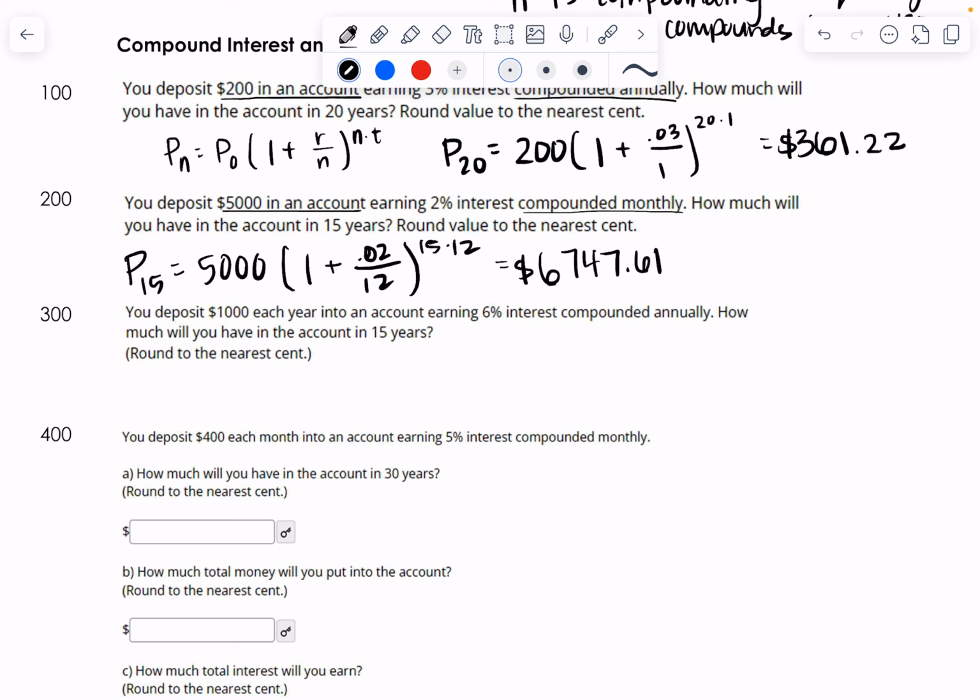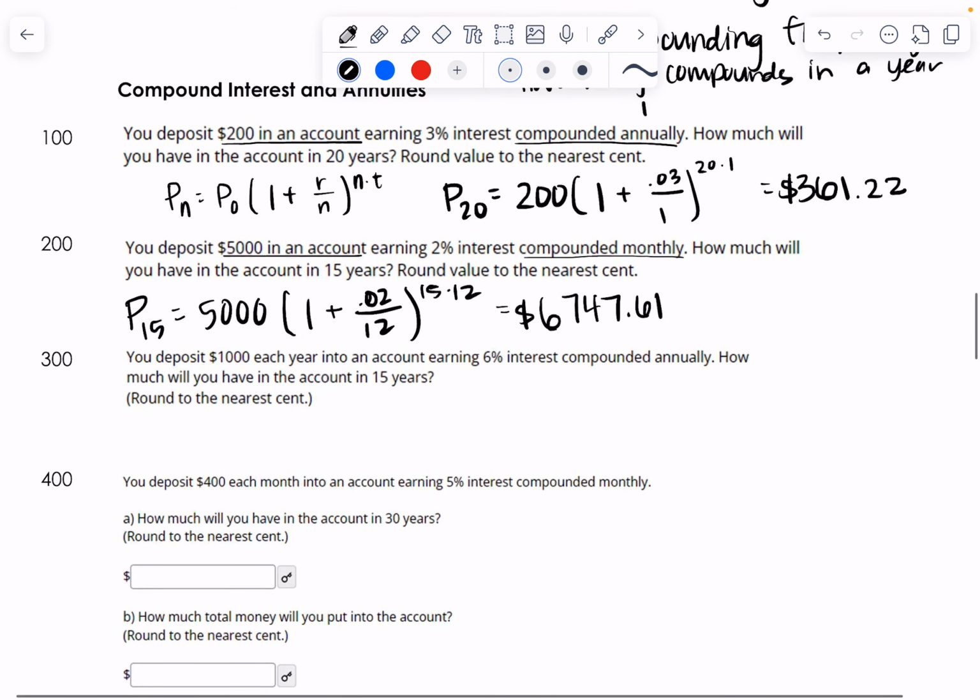I'm just going to check something really quick. Okay, so that's it for compound interest. You just use the compound interest formula, you plug it in and find the answer. It's a lot simpler than annuities or payout annuities or loans.